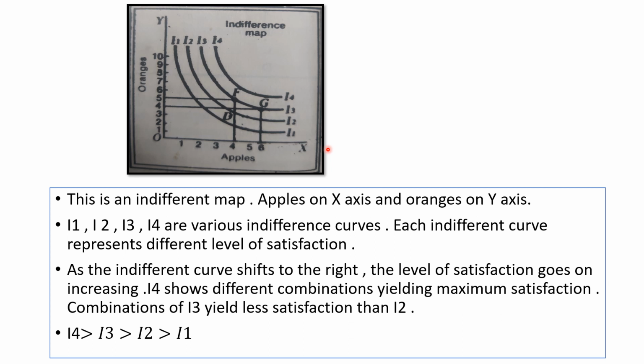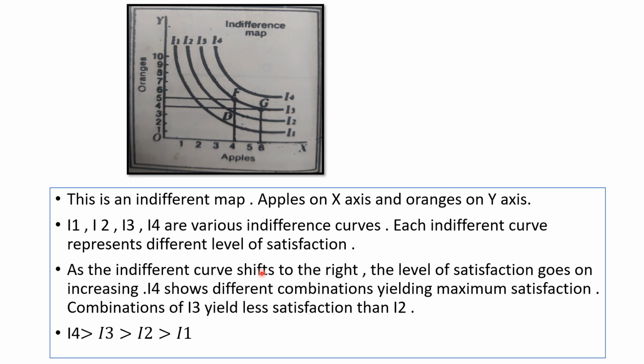Please listen very carefully. Apples on the x-axis the same way and oranges on the y-axis. I1, I2, I3 and I4. So there are 4 indifference curves. Each indifference curve is showing a different level of satisfaction. I1 is giving you one level of satisfaction. I2 is a separate level. I3 separate and I4 is a separate level of satisfaction.